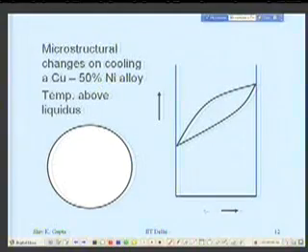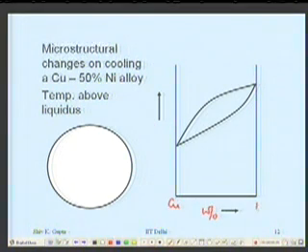Now before I proceed further, I take, let us say, in this system, an alloy which I made by adding 50 grams of copper and 50 grams of nickel. So composition is 50-50. I call this composition C0.